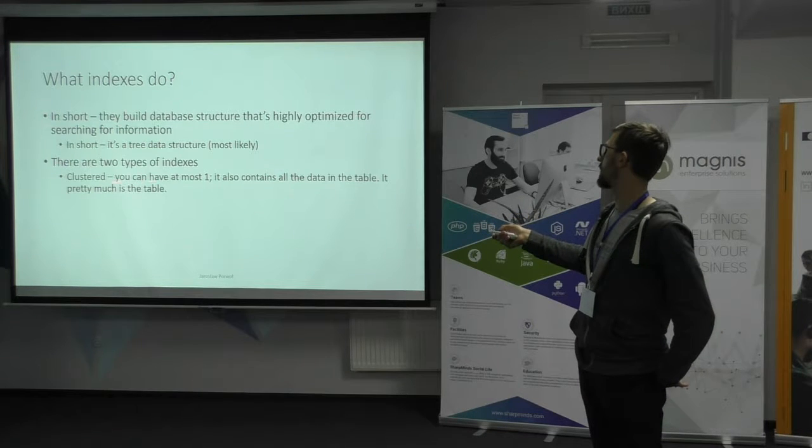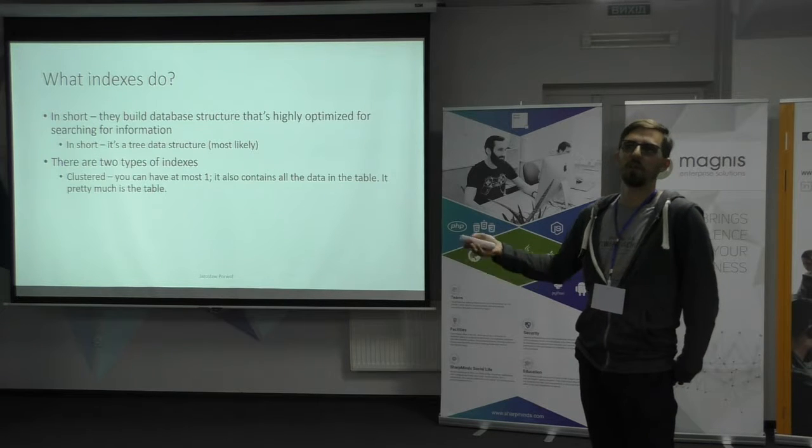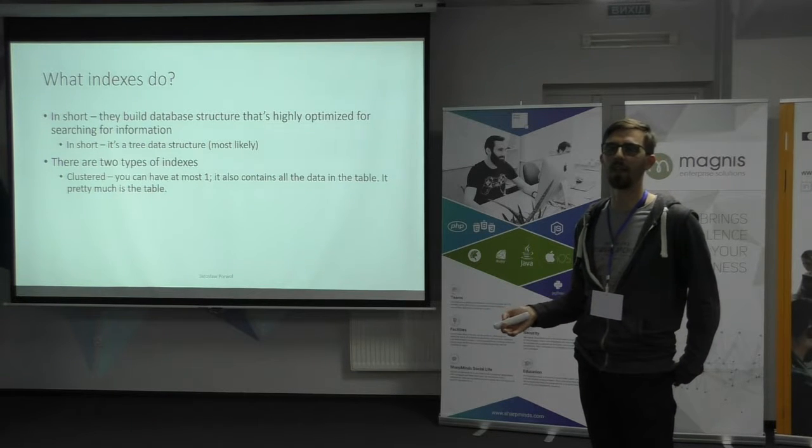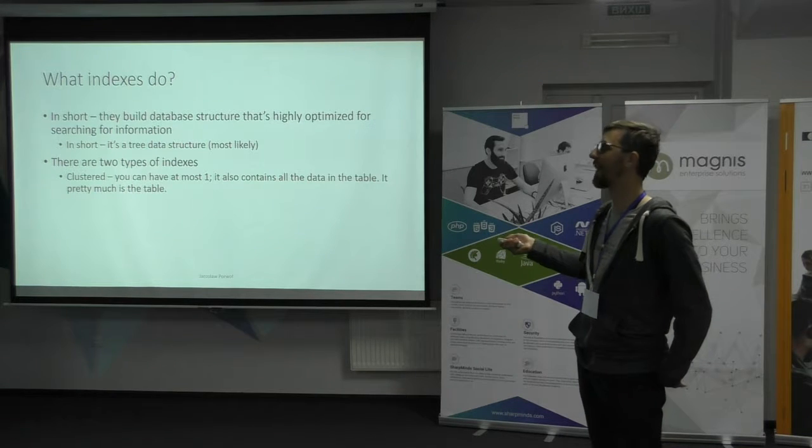There are two types of indexes. There's a clustered index that you can have only one of. This is the actual place where the data lives. There's no table on the disk. It's just an index with all the data.